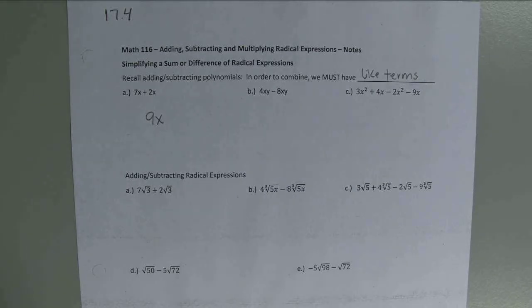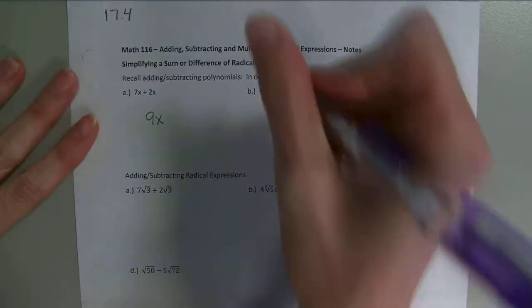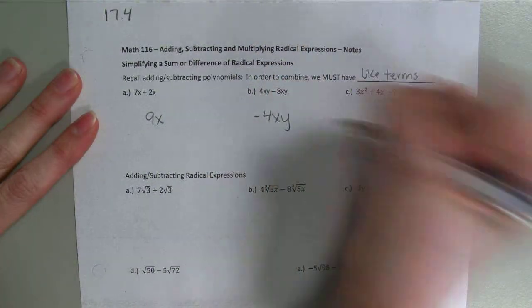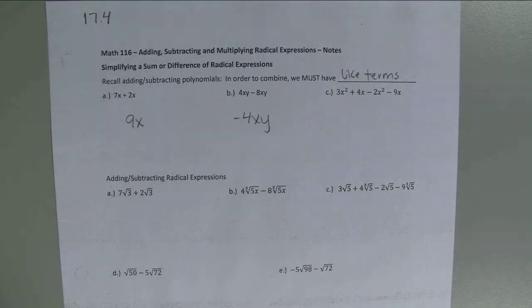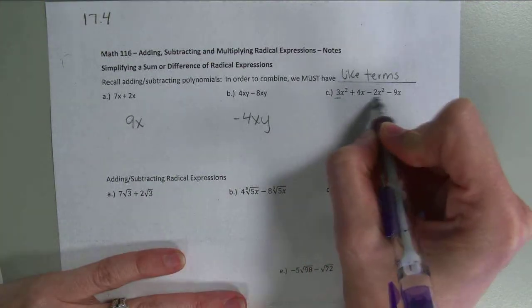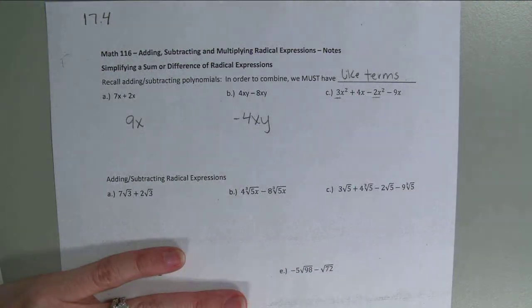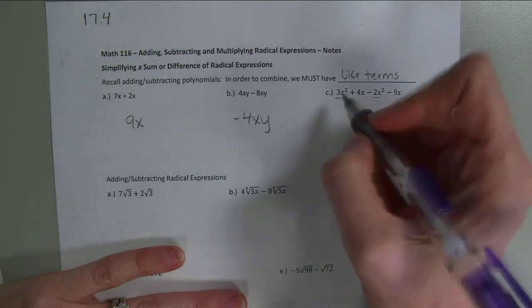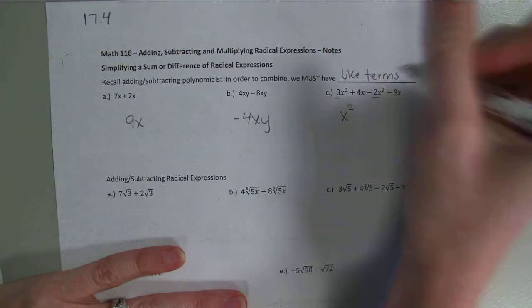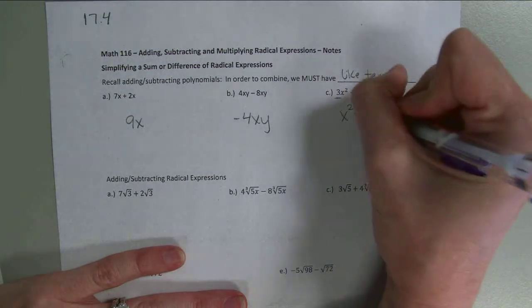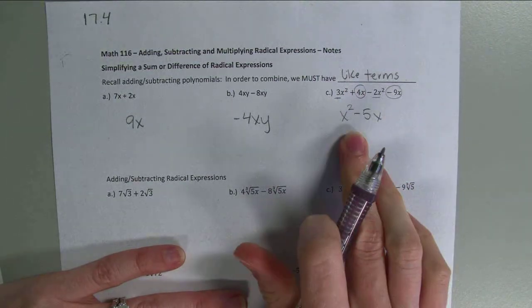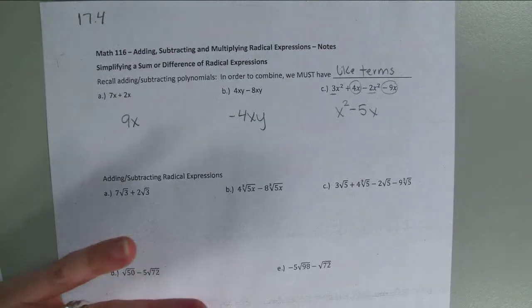B's are identical. They both have an xy behind it, so we can just do the math with 4 minus 8, negative 4xy. And then C is just there to remind you that sometimes you have multiple terms that are like terms, right? So in this case, the 3x squared and the 2x squared, what's 3 minus 2? It's just x squared, is that okay? But then what's 4x minus 9x? Negative 5x. Can we go any further? No, because they're not like terms.